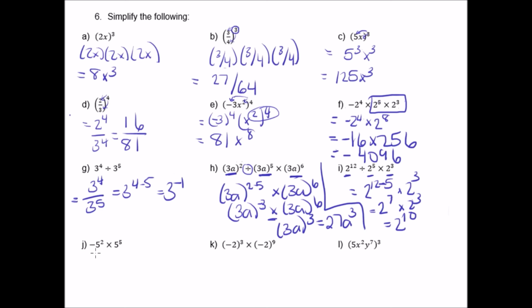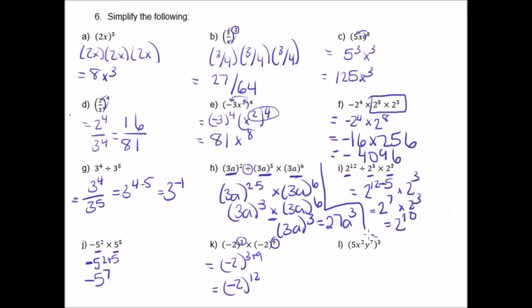Okay, last 3. J is a little bit like F, so I'm going to show you a little bit of a different method. Let's keep that negative there. We have 5 squared and 5 to the 5. So this is going to be 2 plus 5. So this is negative 5 to the 7. Okay, these two numbers we're going to add, 3 plus 9. So we get negative 2 to the 12.